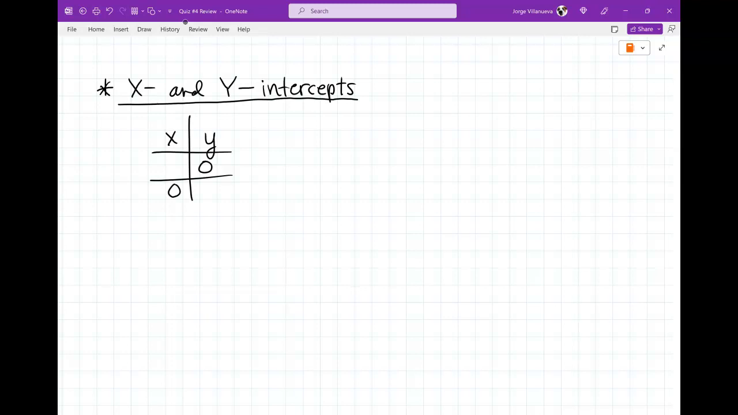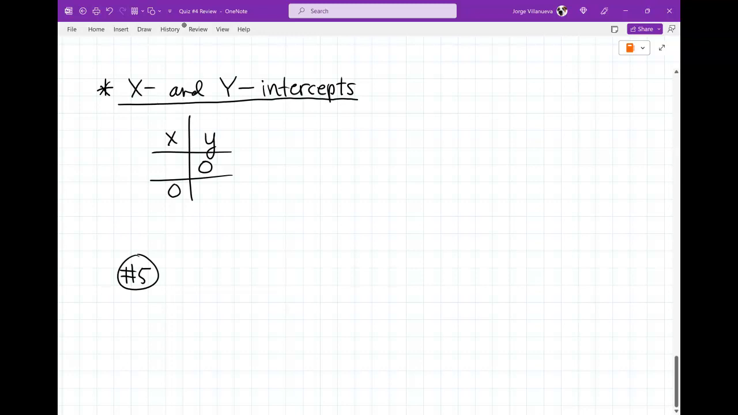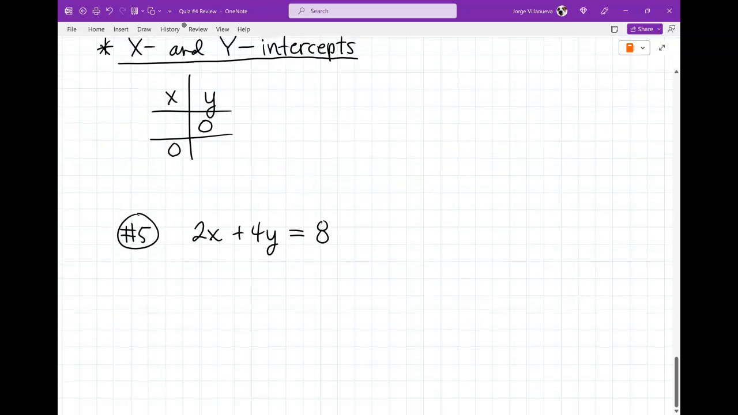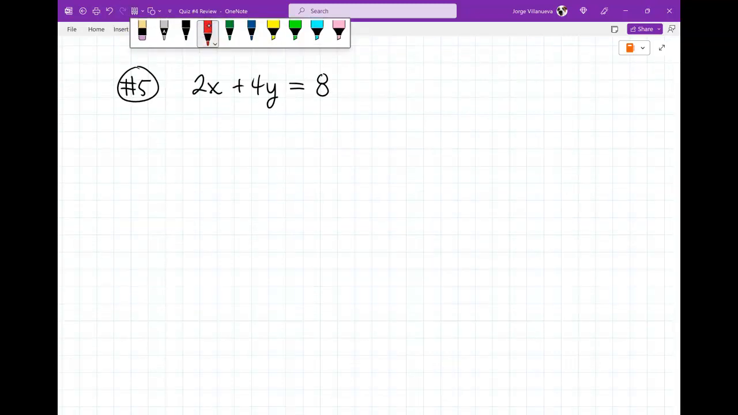So let me show you a problem. In those problems, they're going to ask you to find the x and y intercepts and graph them so you can draw the line. Okay? So here's number 5. We'll put 2x plus 4y equals 8. Remember, for the x and y intercepts, we're going to do a table with diagonals that are backwards in a sense, and then we're going to calculate that stuff based on this equation. So here we go. I want to find the x and y intercepts for this and graph it.